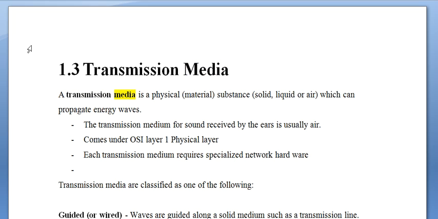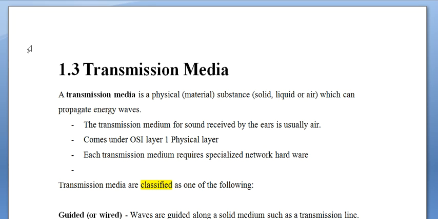A transmission media is a physical, material substance, solid, liquid or air, which can propagate energy waves. The transmission medium for sound received by the ears is usually air. It comes under OSI Layer 1, the physical layer. Each transmission medium requires specialized network hardware.